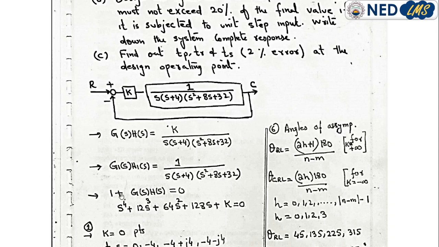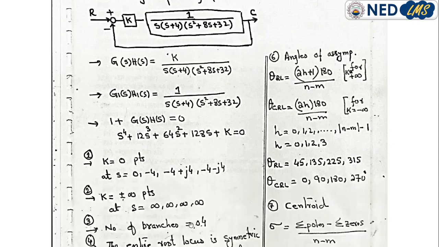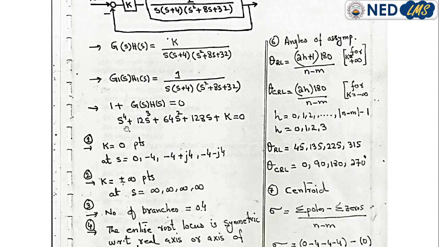Next is the system characteristic equation, 1 plus G(s)H(s) is equal to 0. Here the highest power in this expression is s to the power 4. The system is of fourth order, or the degree of the characteristic equation is 4.